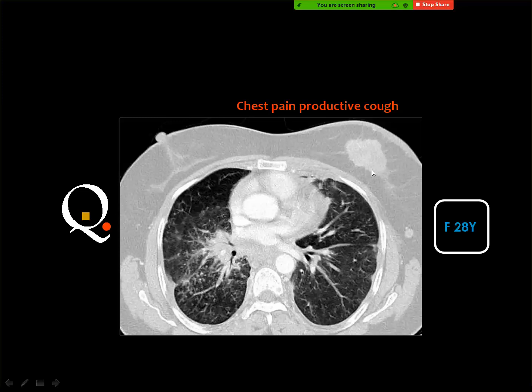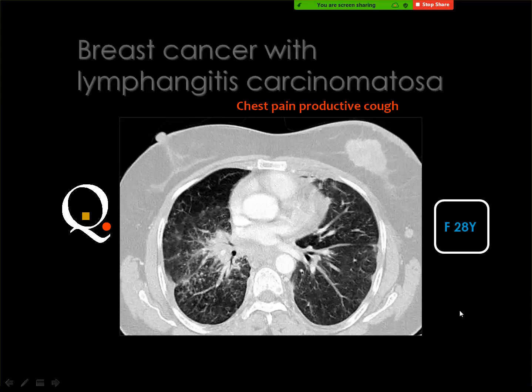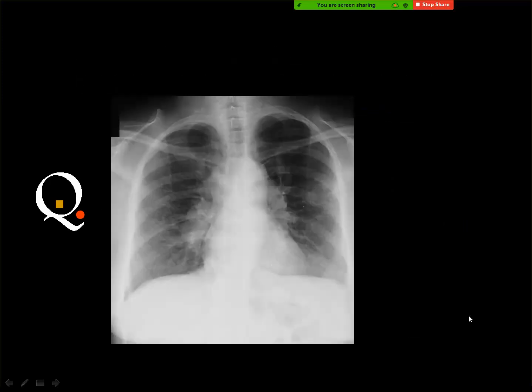And this is the breast cancer, and I advise you that whenever you have a chest X-ray or a CT scan for a female patient, please look at the shadow of the breast. If it is present, it may contain a lesion. If it is removed, this is a sign of malignancy because the breast has been removed. The presence of this mass with a spiculated margin in the left breast, together with the skin thickening and the interstitial opacities, is diagnostic of lymphangitis carcinomatosis.